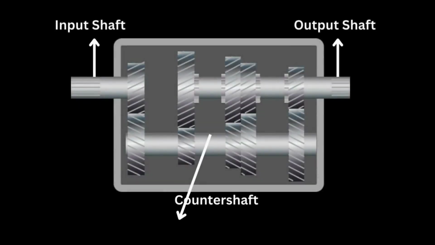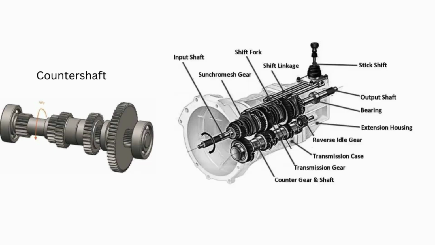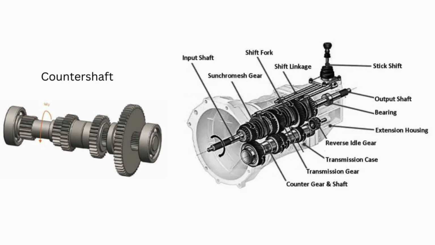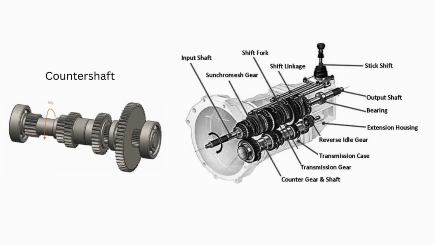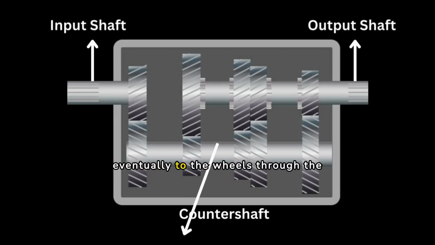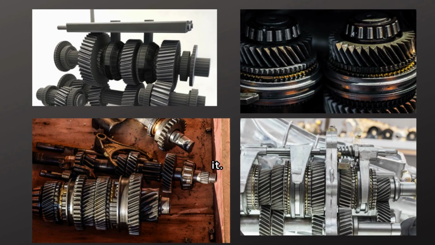The input shaft connects to the engine through the clutch. The counter shaft, constantly meshed with the input shaft, receives its power directly from the engine whenever the clutch is engaged. Gears of different sizes suitable to the corresponding output gear are fixed to the counter shaft, and they spin as a unit. The output shaft connects the counter shaft to the drive shaft and eventually to the wheels through the differential. Just like the counter shaft, the output shaft also has gears affixed to it.